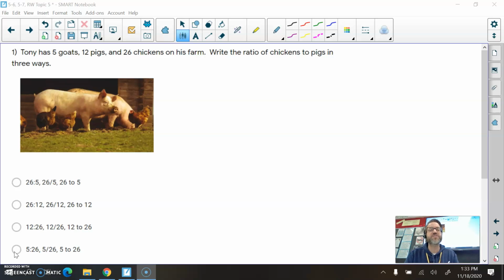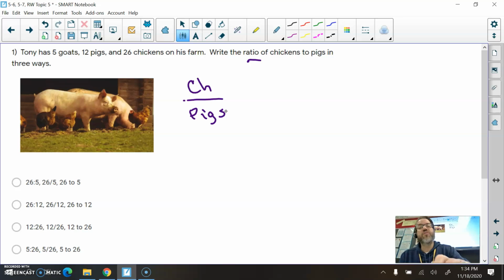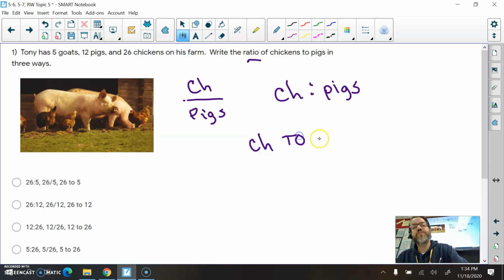Tony has 5 goats, 12 pigs, and 26 chickens on his farm. Write the ratio of chickens to pigs in 3 ways. If we're writing the ratio of chickens to pigs, I'm going to put chickens over pigs. You can write it as a fraction like this. Or you can write ratios with a colon, chickens to pigs. Or you can use the word to, T-O, and we can go chickens to pigs.